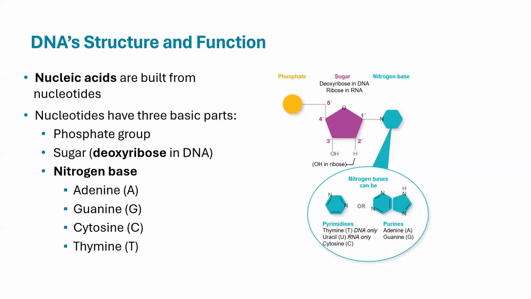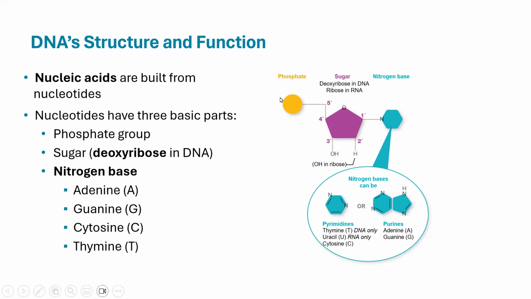Now, in DNA, that sugar is deoxyribose. In RNA, that sugar is ribose. The major difference is on this number 2 sugar here, which we call the 2' carbon. There is no OH in deoxyribose, therefore deoxy, that's without oxygen, while ribose has an OH there.